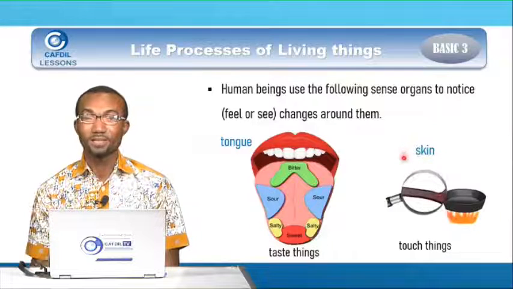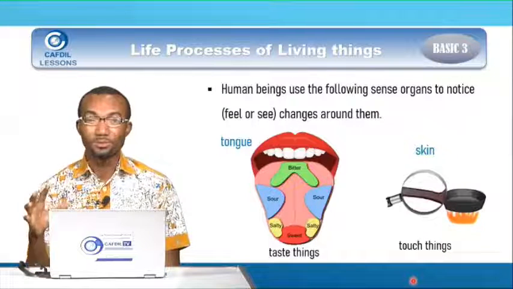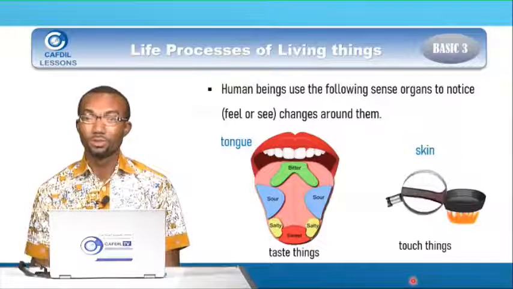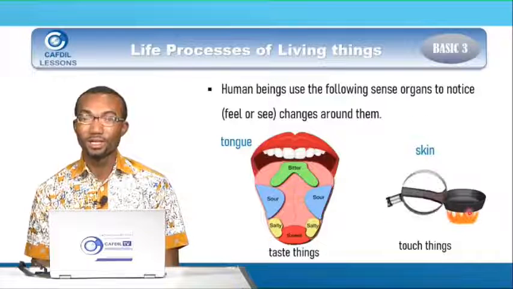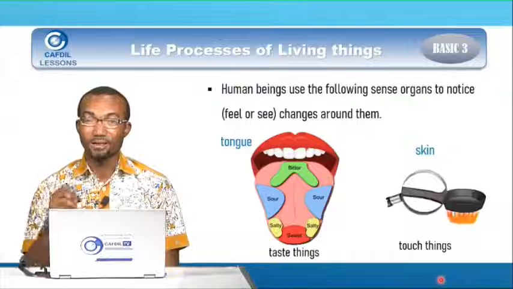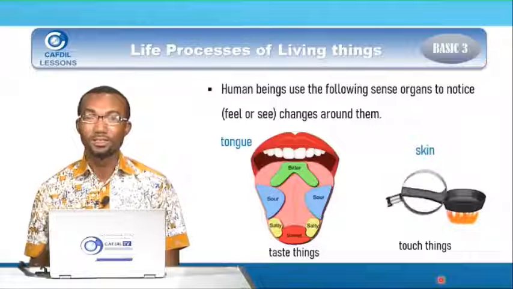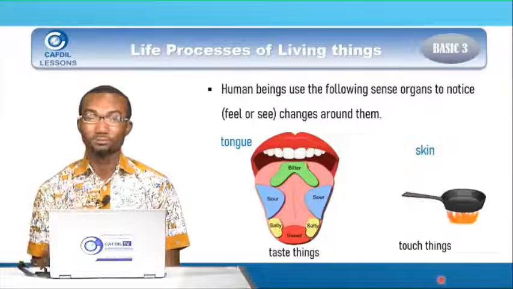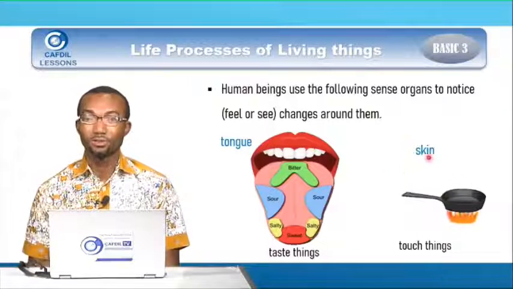The next one is your skin. It helps you to touch things, and by touching things, it helps you to feel what is around you. So this frying pan is on fire. Which part of my body will tell me that this frying pan is hot? It is my skin. If I touch it with any part of my skin, like my hand, my foot, any part of my body, I will feel that I am feeling something hot, or my body has touched something hot, and it's as a result of your sense organ called skin.